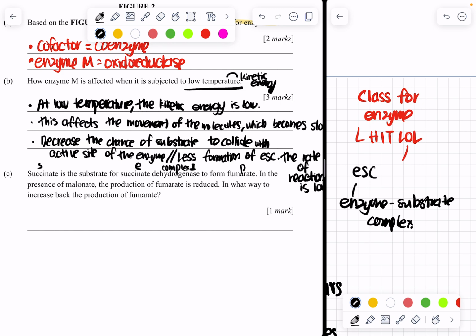In the presence of malonate, the production of fumarate is reduced. That means the product is reduced in the presence of malonate. Of course, this is inhibitor. So this question is quite tricky. They don't tell that malonate is inhibitor. They just say the effect of it. So now you know, if it's reduced, of course, malonate is inhibitor. In what way to increase back the production of fumarate?